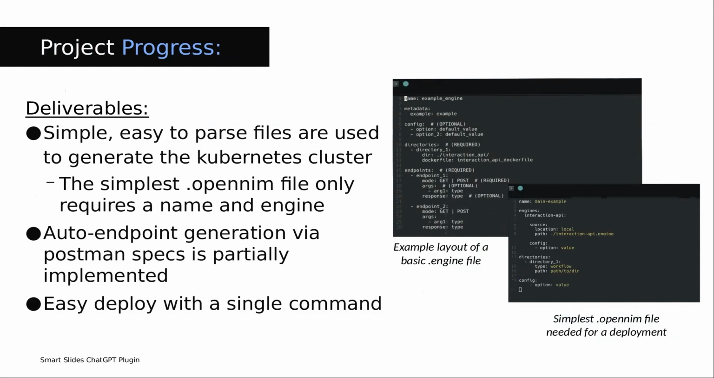So again, in this one, you can see examples I had of a very basic engine file where it basically just has the name of the engine, any metadata that you want the Kubernetes file to have, which again, you don't need to have any of that. Any config values, if you specify them, can be passed on to the engine that you're running. And then just the directory where the Docker file is located. And then again, if you have any endpoints, you can manually specify them at this point, or let the Postman API, if you have one of those set up, automatically generate the endpoints for you.